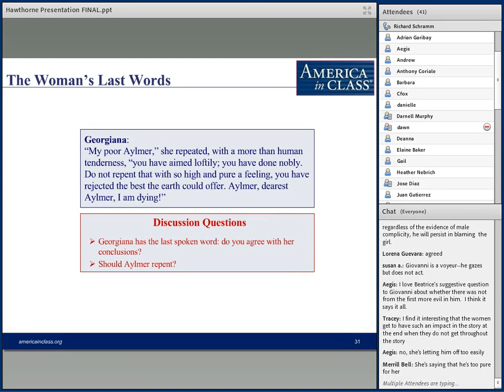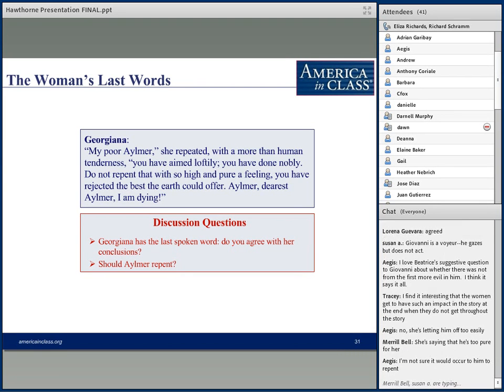And we have some comments. I find it interesting that the women get to have such an impact in the story at the end when they do not get that same impact throughout the story. He just writes, no, she. He thinks Georgiana is letting him off too easily. She is saying that he's too pure for her. I'm not sure it would occur to him to repent.